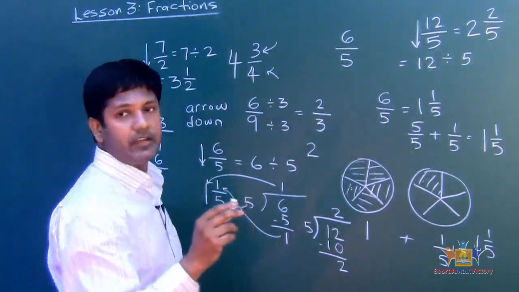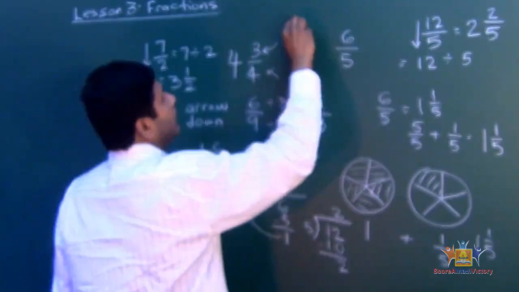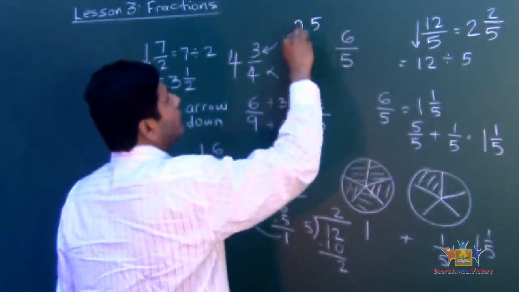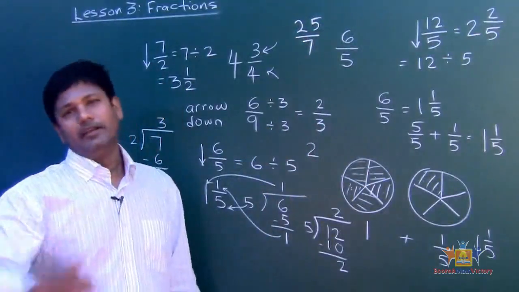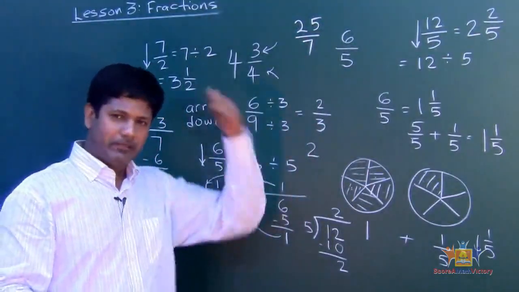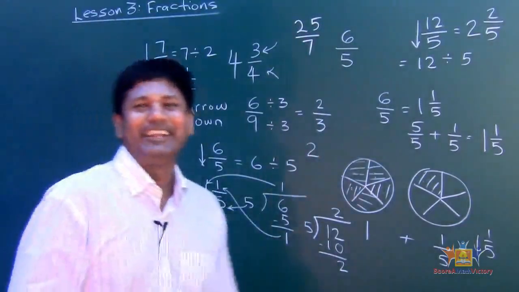Okay, let's say for example, if I give you 25 over 7. Is this proper or improper? I didn't have to ask that. You already said, Mr. Zach, that's improper. I know. Alright, good job.